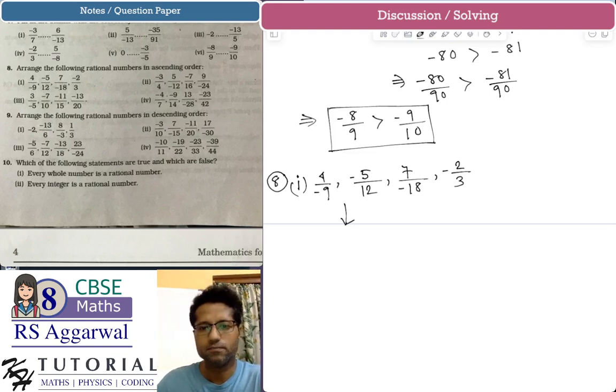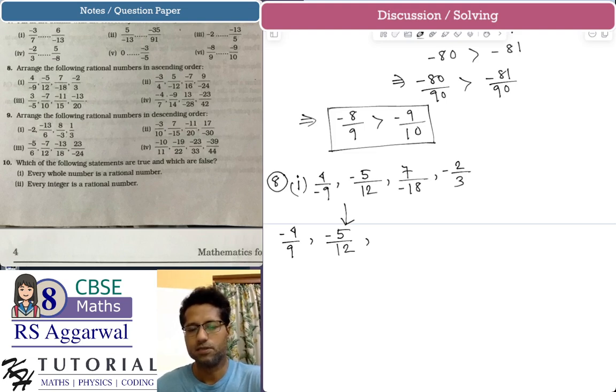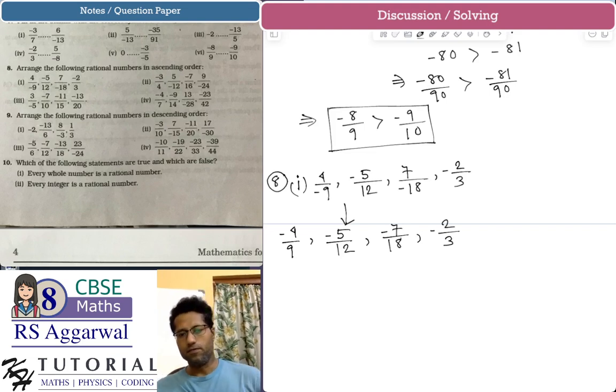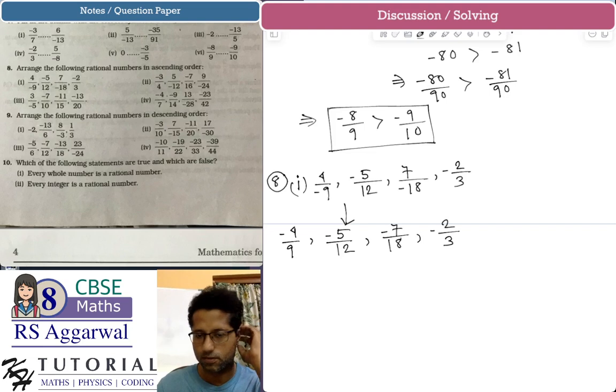So 4 by 9, the denominator is negative, so it will become minus 4 by 9 in standard form. Minus 5 by 12 is already in standard form. 7 by minus 18, the denominator is negative. To make it positive, it will become minus 7 by 18, and minus 2 by 3 is already in standard form. So now we see all the rational numbers are negative.